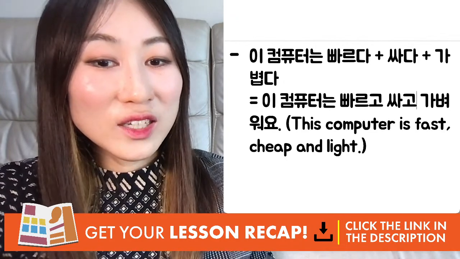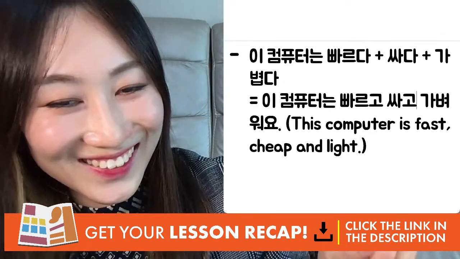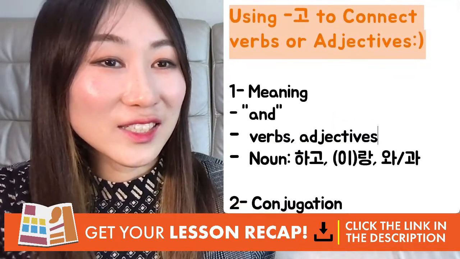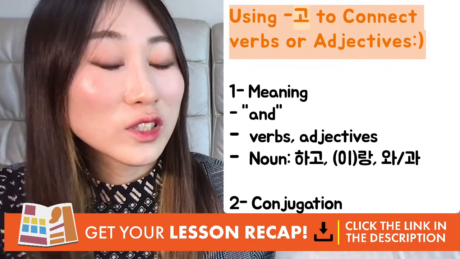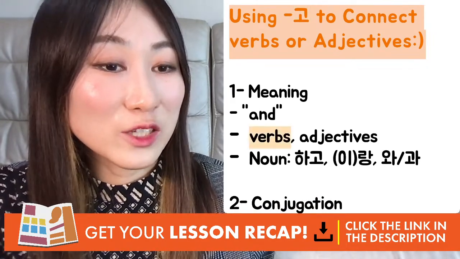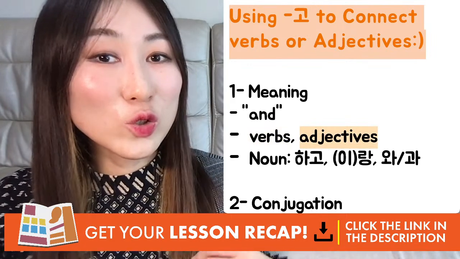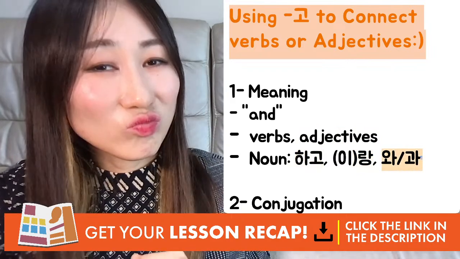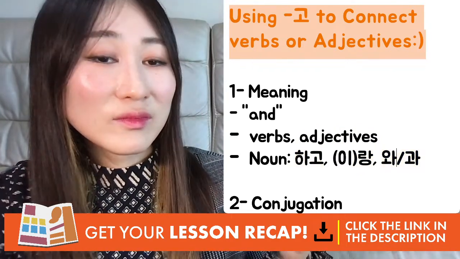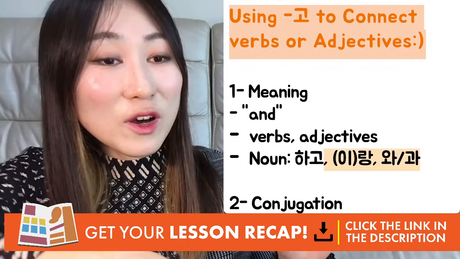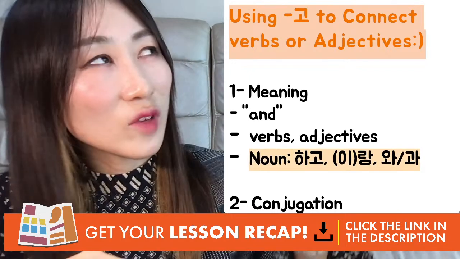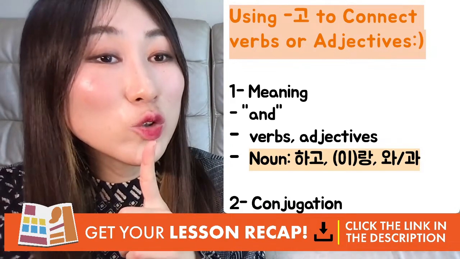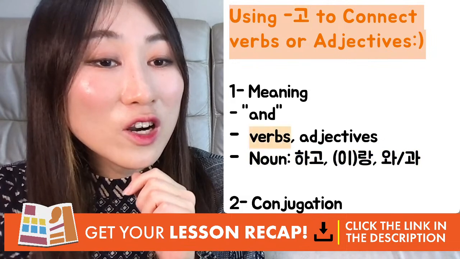Okay, so today we learned a lot. We learned that 고 is to connect verbs or adjectives. When you want to connect nouns, we use different words such as 하고, 이랑, 와. I already did a full lesson about this in another video, so check it out if you want to learn more about it. But 고 is used to connect verbs or adjectives.